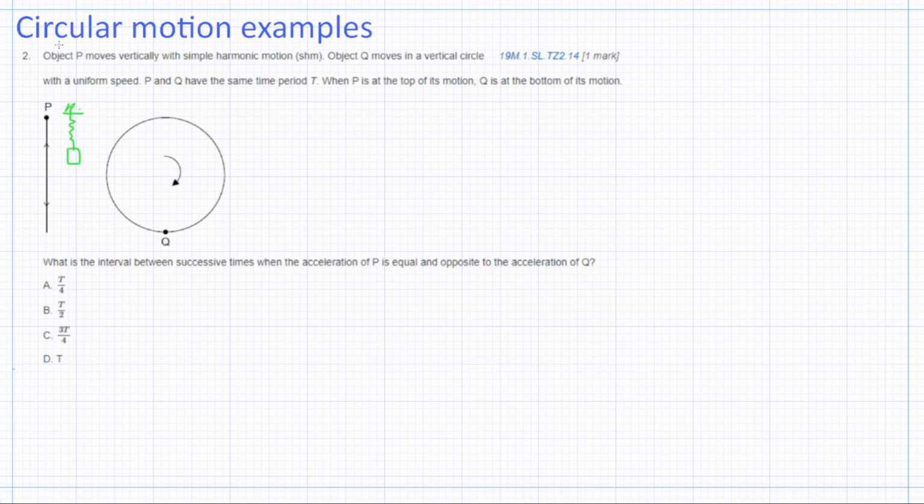Well, both of them have the same period T. So the time that it takes either for a full turn here or for P to go completely down and back up is time capital T. When P is at the top of its motion and Q is at its bottom, so it's just like what we're looking at here, it's one of the snapshots, let's say, of the system.